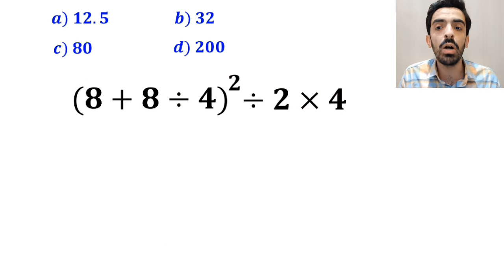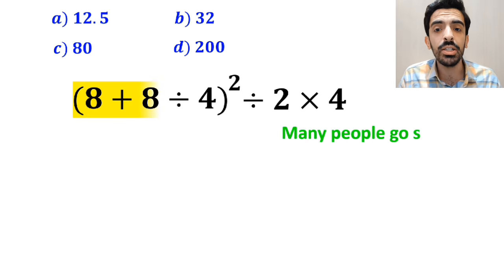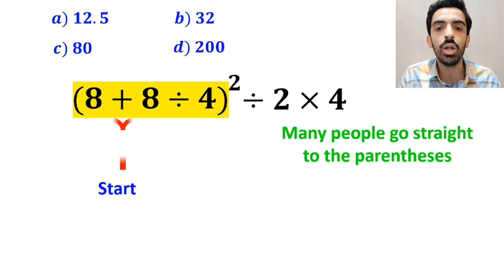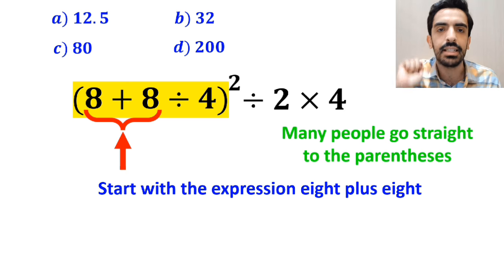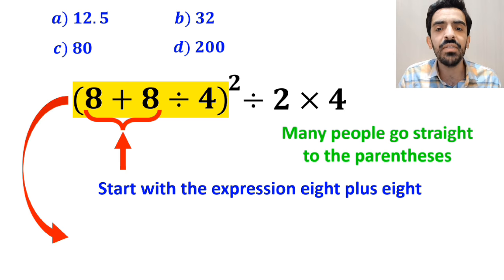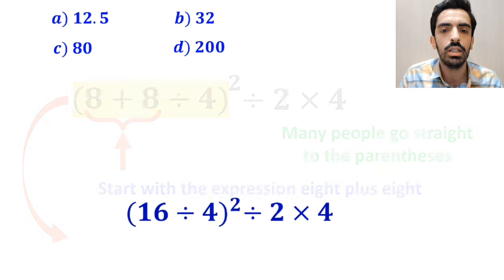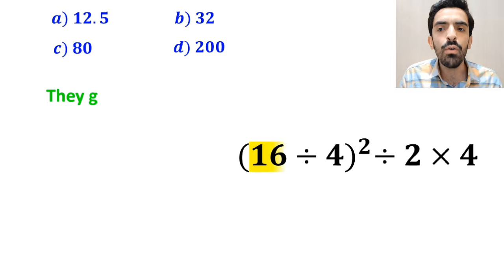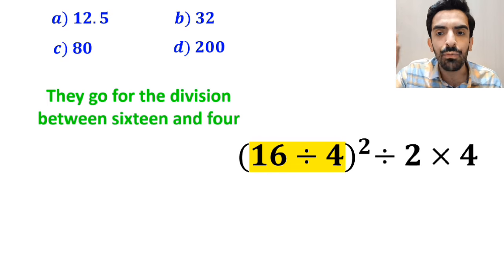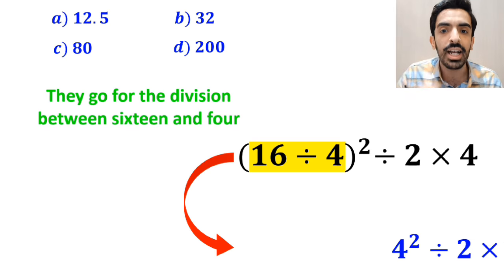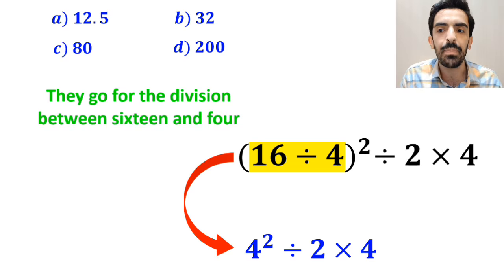And the first step to solve this question, many people go straight to the parentheses and start with the expression 8 plus 8. So, instead of this expression, they write 16 divided by 4 inside the parentheses, all squared divided by 2, then multiplied by 4. And the next step, they go for the division between 16 and 4. And instead of this expression, they write 4 squared divided by 2 multiplied by 4.